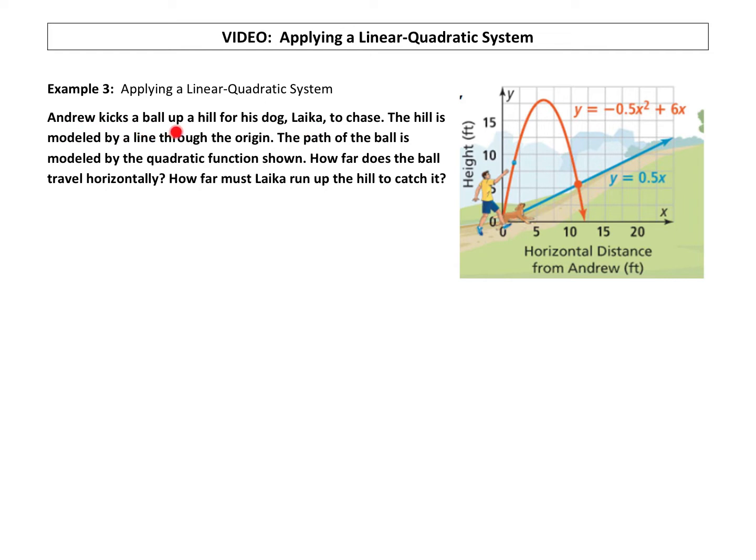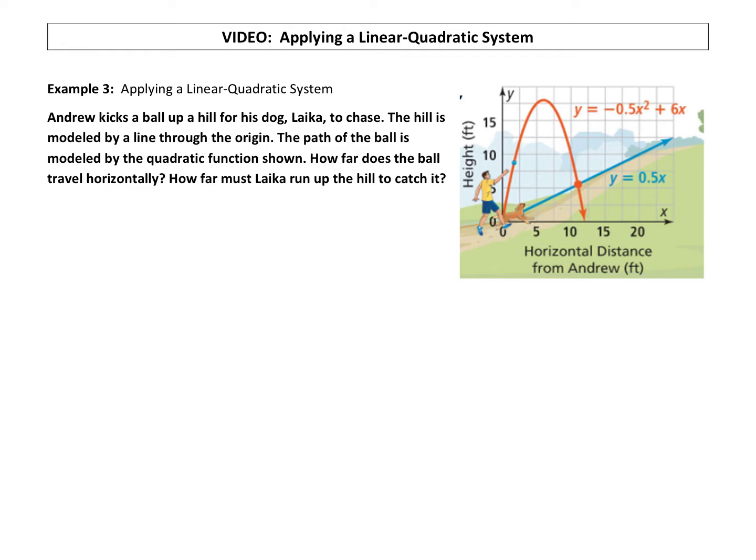So Andrew's going to kick a ball up a hill for his dog Leica to chase. The hill is modeled by a line through the origin. So I can see this blue line. It's going up the hill. It's being modeled by that blue line. The path of the ball is modeled by the quadratic function shown. So he is kicking the ball. It's going way up in the air and it comes back down. We can see right here is where it's landing on the hill, but they just kind of drew the whole parabola for us.